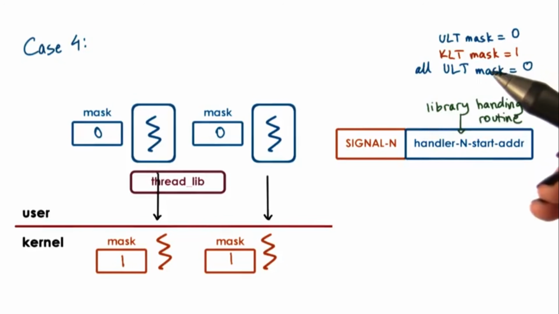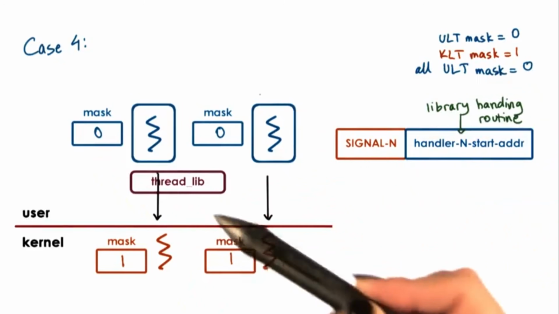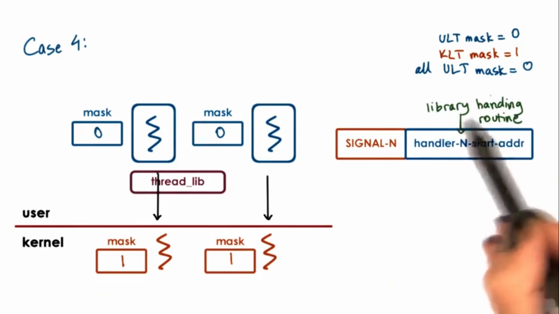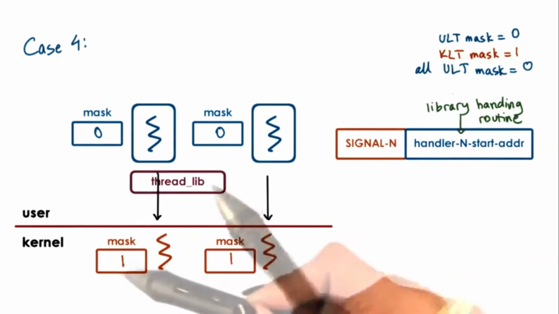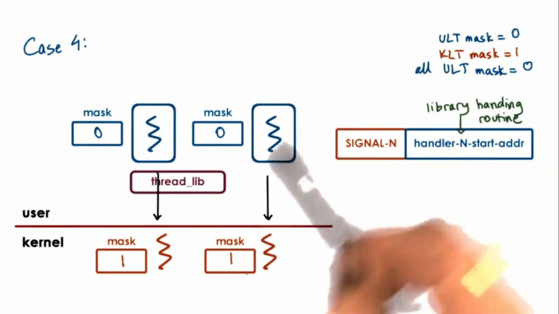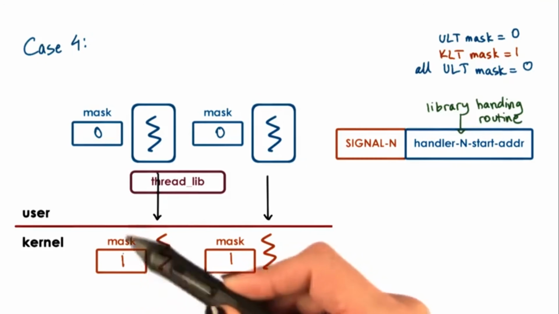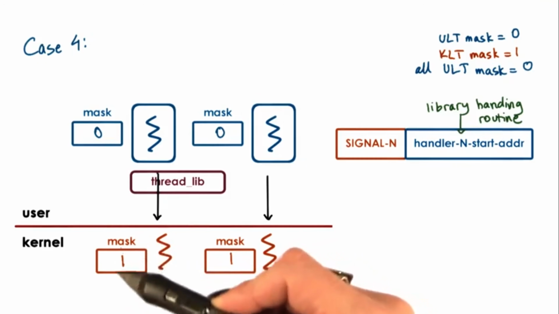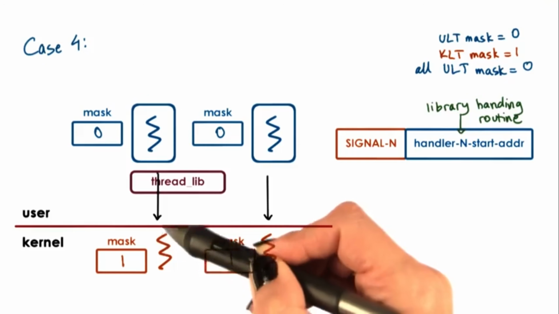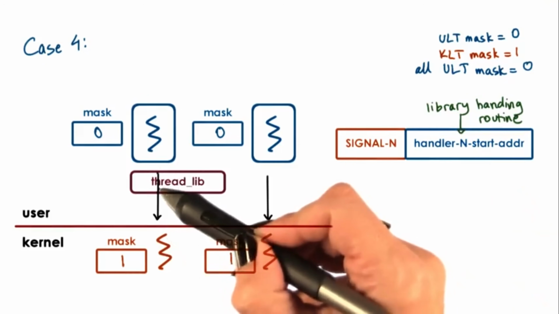And now let's consider one final case in which every single one of the user level threads has that particular signal disabled. So all of the user level thread masks are 0. The kernel level masks are still 1. The kernel still thinks that the process can handle this particular signal. When the signal occurs here, the kernel sees that the signal mask is 1, and so it will interrupt whoever is executing in the context of this kernel level thread. The library handling routine kicks in.